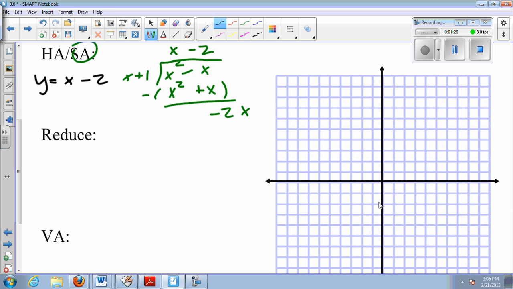So that means we have a y-intercept of negative 2, up 1, right 1. So I'm going to use my dashed line.